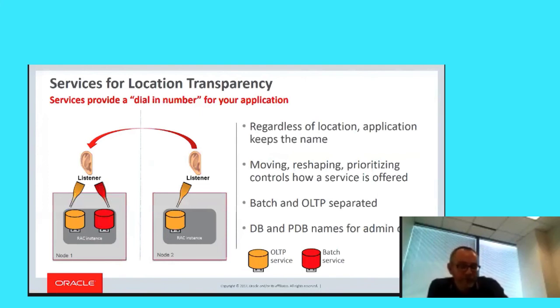In the OLTP service, in this case, I would suspect that both nodes are preferred, okay? And in which case, it'll run on either or both. So that's basically how it works, whether you've got three nodes, that's good.